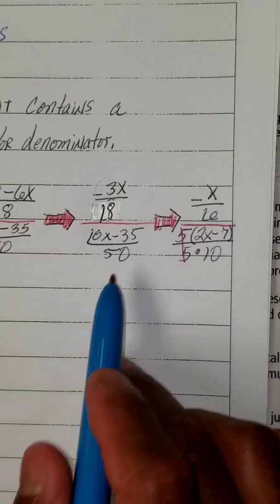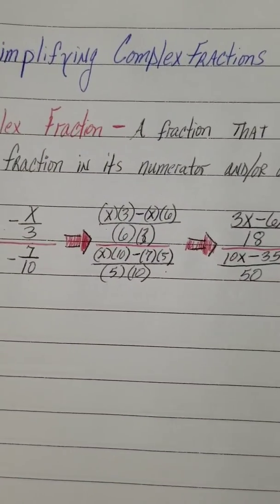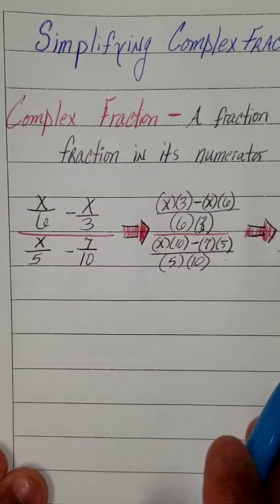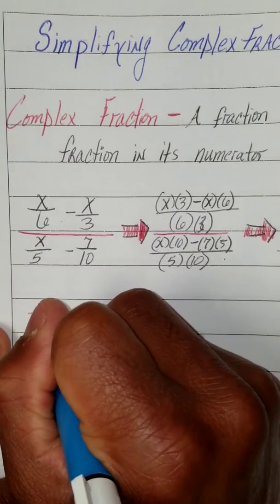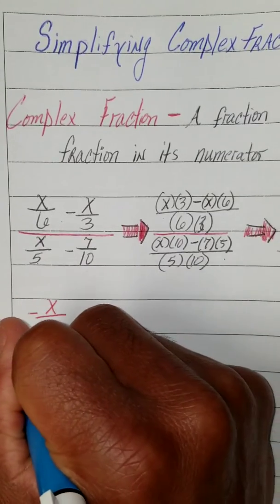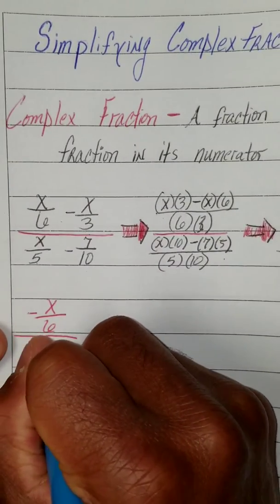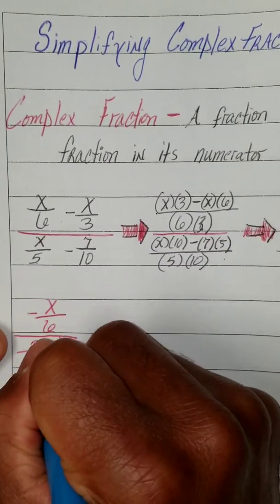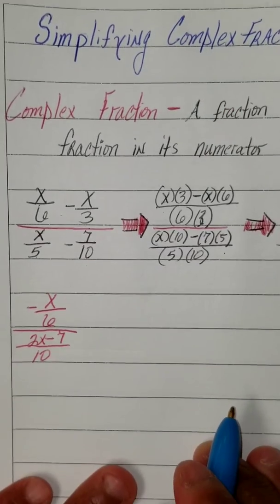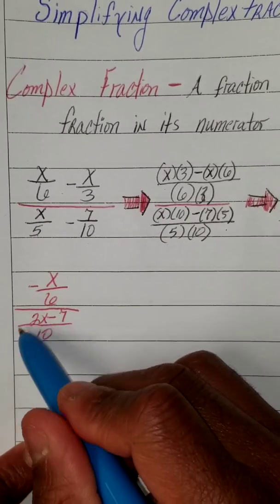So what I want to do now is rewrite both my numerator and my denominator on this side of the paper so you guys can see where we're headed. So here I'm going to have negative x over 6 divided by 2x minus 7 all over 10. This is what we're left with once we simplified by dividing 5 by 5 in my denominator.